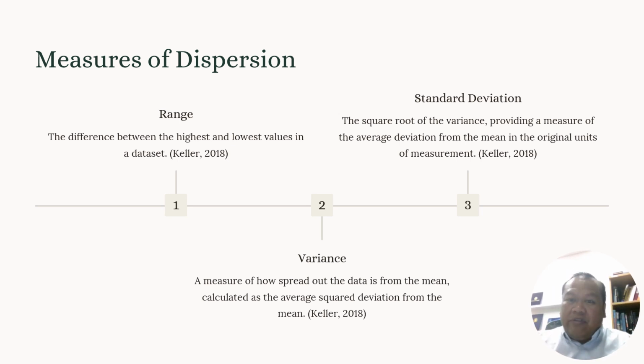Now, if you're going to do the standard deviation, it is the square root of the variance, providing a measure of the average deviation from the mean in the original units of measurement. So for example, you add them all together: 233, 33 plus 267. That's like 266 plus 267, that's 533. 533 divided by 3.